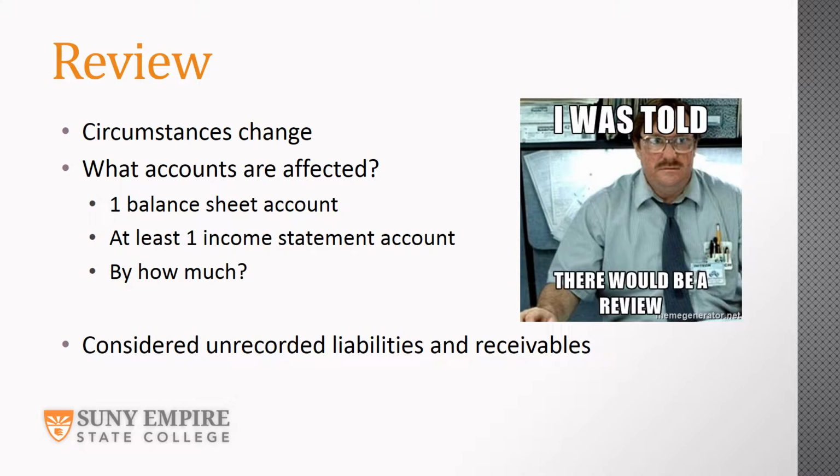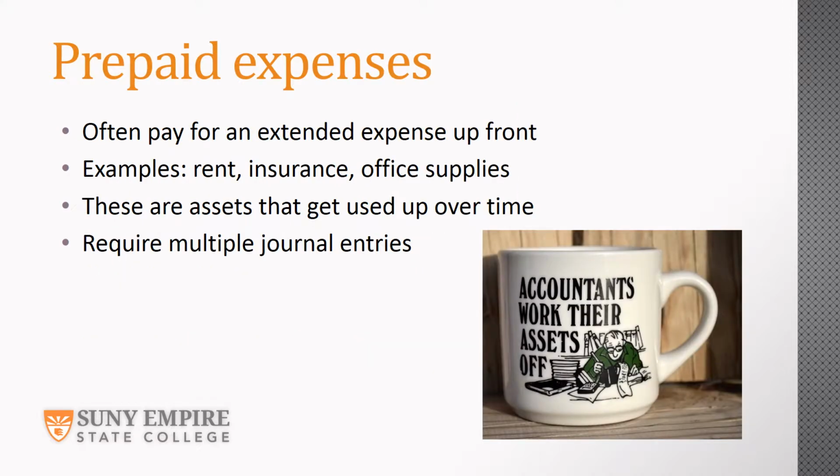Then we need to perform appropriate calculations to find the dollar amount of the transaction. We look specifically at unrecorded liabilities and receivables. Another form of adjusting entry is a prepaid expense. Sometimes it makes sense for a company to pay for a large, recurring expense up front. Or maybe the terms of the expense require that we pay twice a year or quarterly. For example, consider things like rent, insurance, or even office supplies.